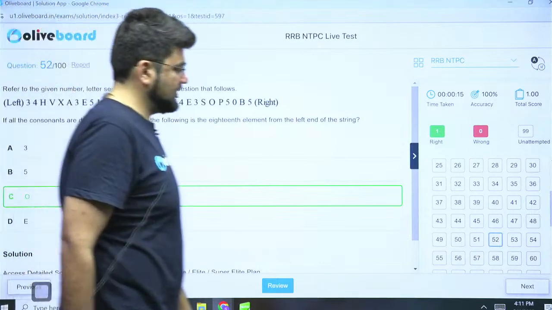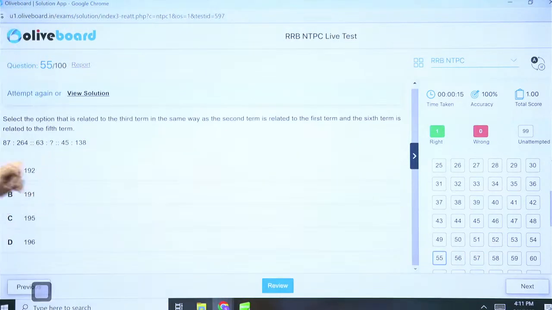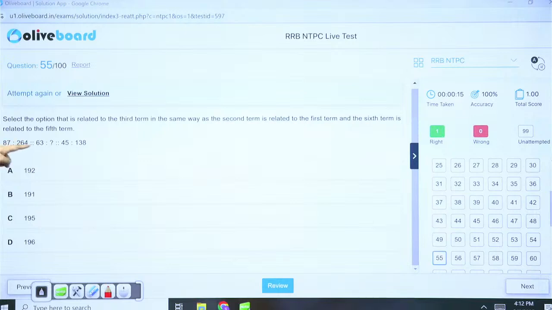55. Sometimes things become easier if you approach it with a normal method. Yes. 87, 264, 63, 45, 138. See, if you observe carefully, this is somewhere close to thrice of it, right? 87 is in the range of 80, and 3 times 80 is in the range of 240. So this is somewhat closer to 3 times.